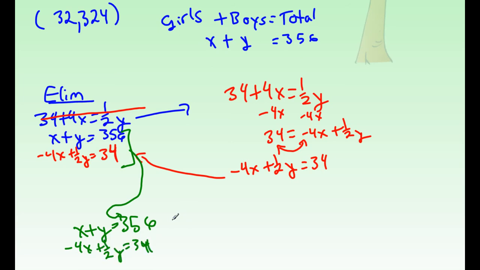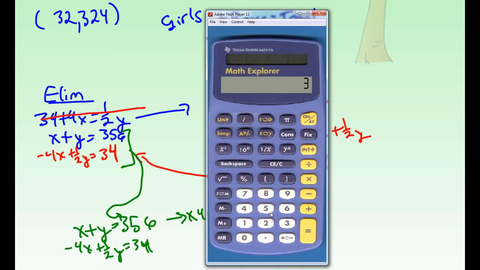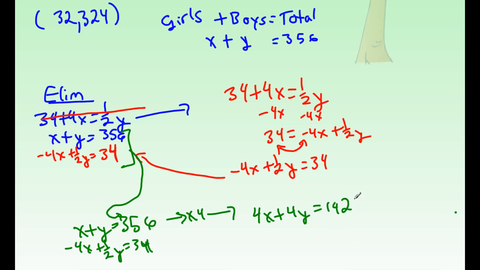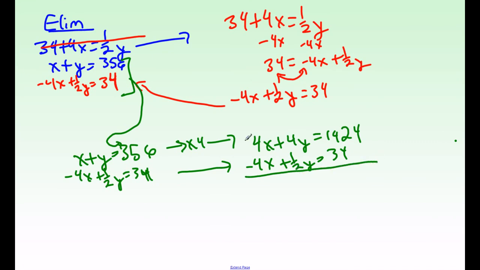Okay, I'm going to take the top equation and multiply it by 4, which is going to give me 4x plus 4y equals 356 times 4. Is that 1424? It is. There's negative 4x. I'm just bringing him over. Plus half of y equals 34. Now I can add these together, and that would cancel out my x terms because I have a positive 4 and a negative 4. So if these cancel, this gives me 4.5y.